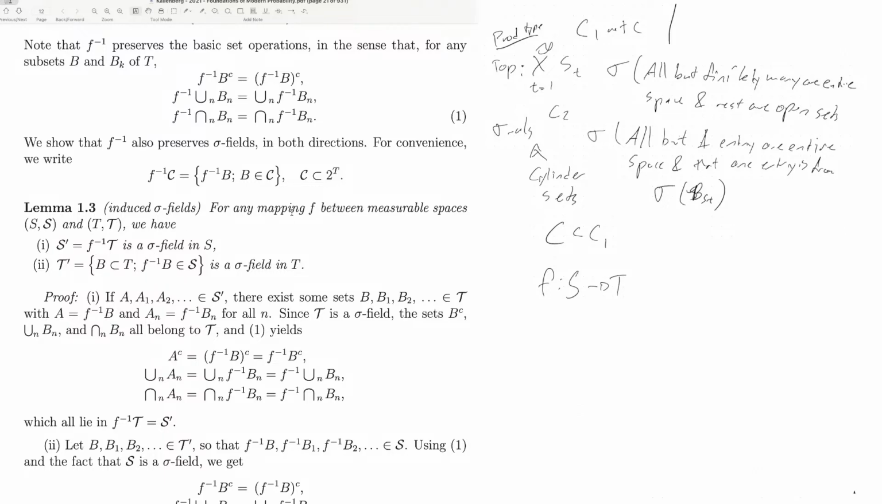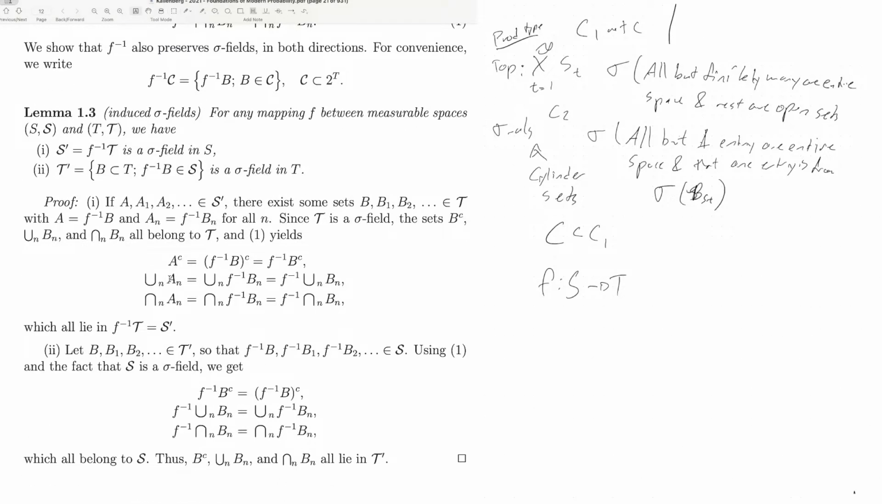So yeah, it's not assuming that F is measurable, so this S prime can be bizarre. You need measurability. It's a bit of a weird one. Let B1 through B be in T prime, so that each of these lie in S.